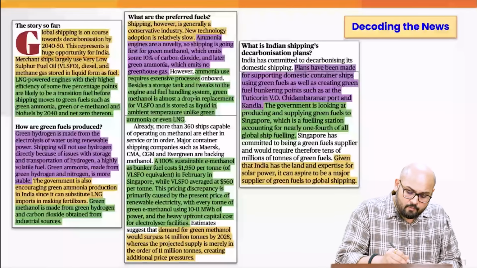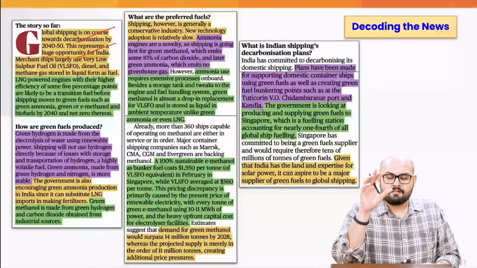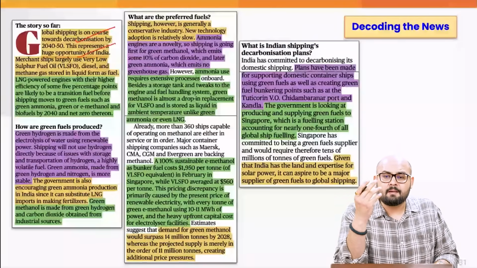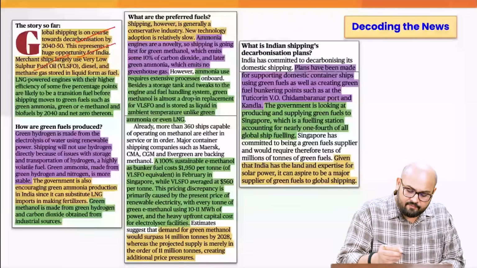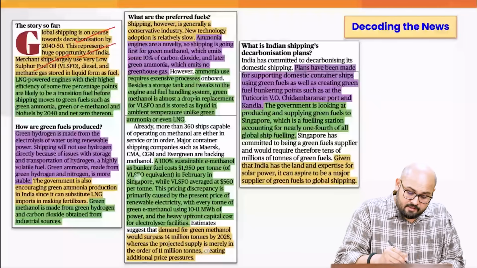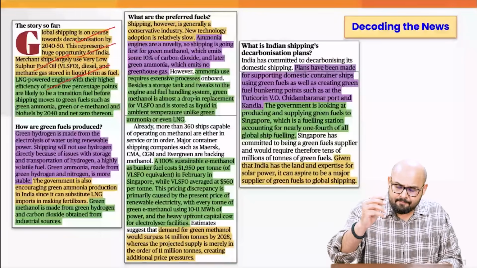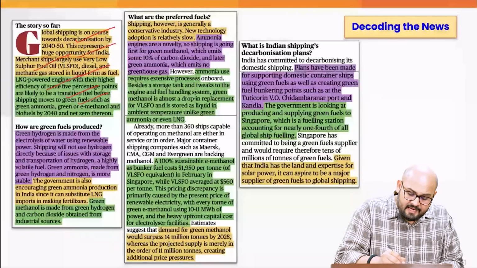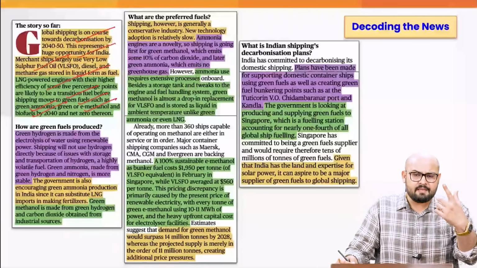Global shipping is on course towards decarbonization by 2040-50. This represents a huge opportunity for India. And see, look, what the author is saying is that we have a huge opportunity, primarily in the sense of becoming the production hub for the electrolyzers. We'll have a look. Merchant ships largely use very low sulfur fuel oil, diesel and methane gas, stored in liquid form as fuel. LNG powered engines, with their higher efficiency of some 5 percentage points, are likely to be transition fuel before shipping moves to green fuels such as green ammonia, green or e-methanol, or biofuels by 2040, right? So the transition fuel can be the LNG.